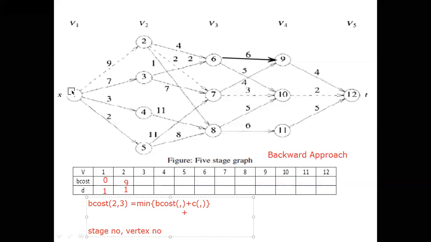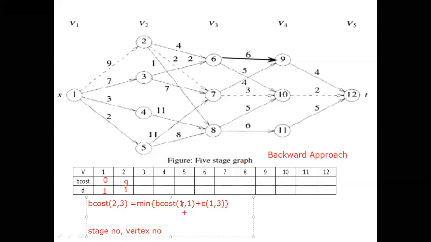B cost means from which vertex it is coming and its shortest path up to there. How to get it? Which vertex? 1. What is the stage number? 1. How to write here? B cost of 1, 1. Right? From there to that particular vertex. What is the path? 1, 2. C of not 1, 2 because we are finding for 3. Right? 3. That is why 1, 3. Now we have to take this value.